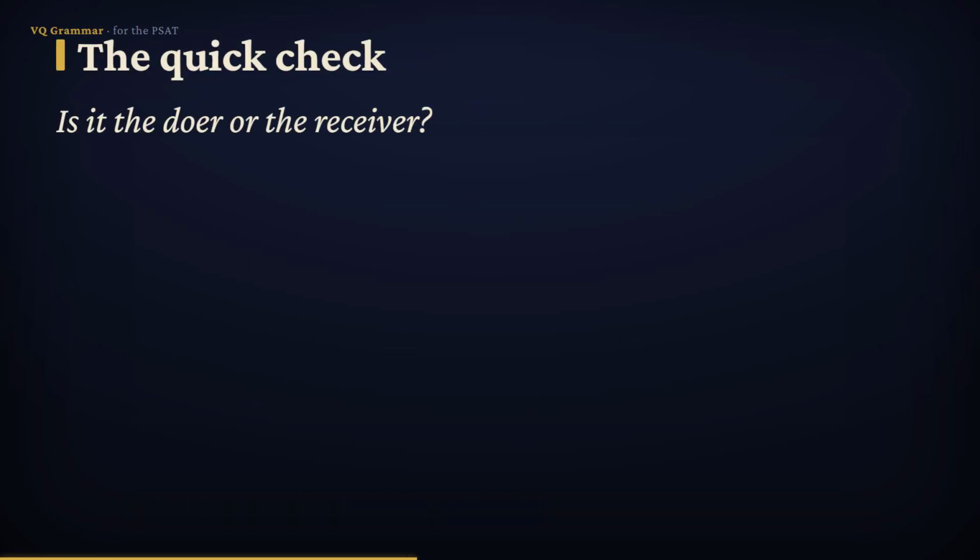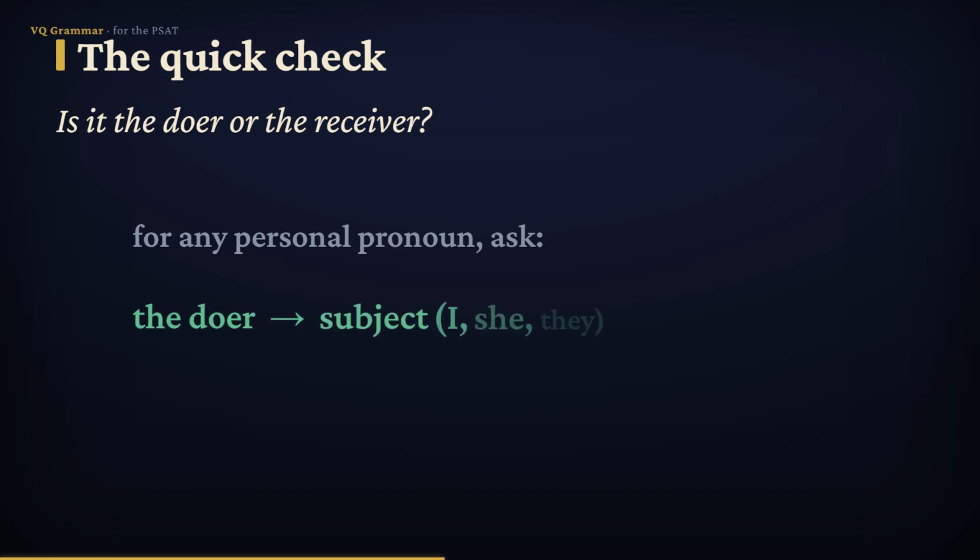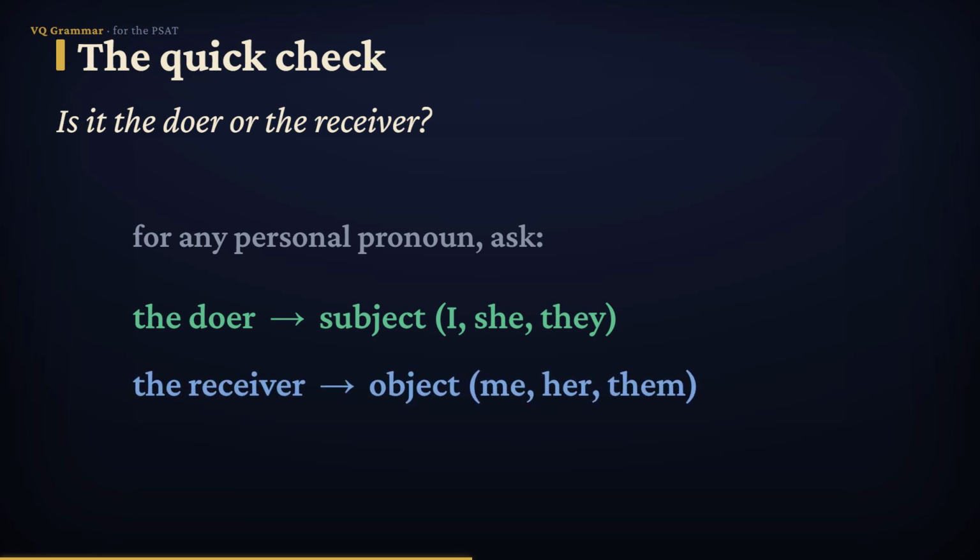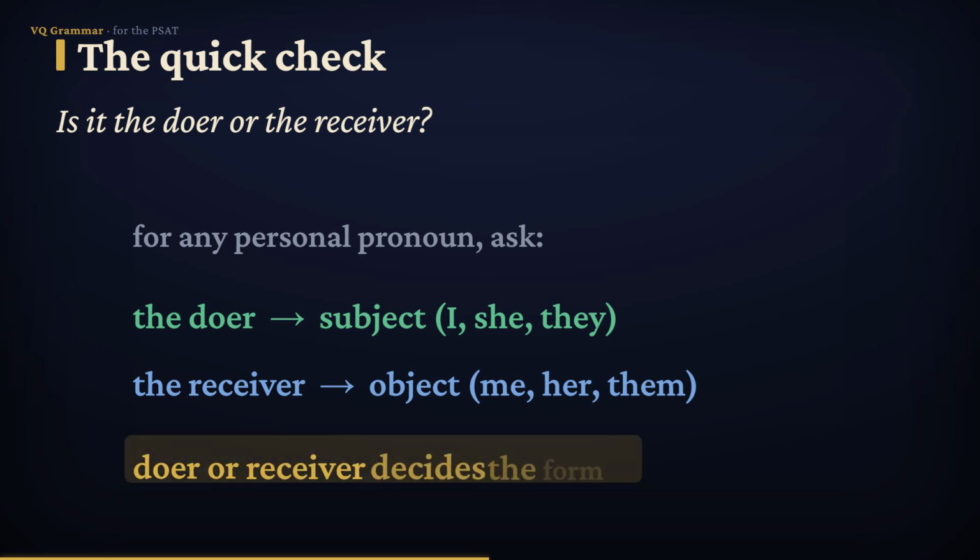So here's your quick check. For any personal pronoun, ask one question. Is it doing the action or receiving it? If the pronoun is the doer, the subject, use a subject form like I, she, or they. If the pronoun is the receiver, the object of a verb or a preposition, use an object form like me, her, or them. Doer or receiver, that one question decides the form.